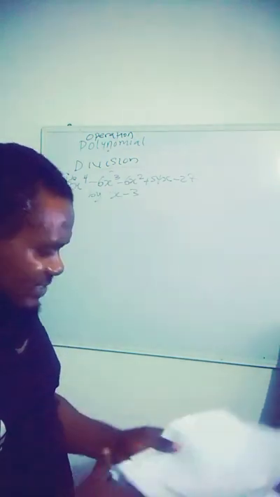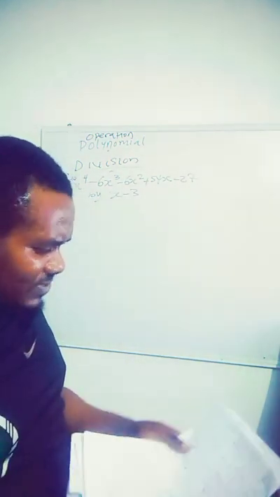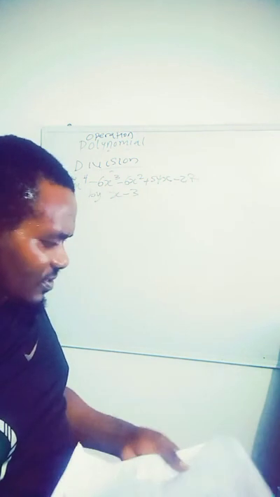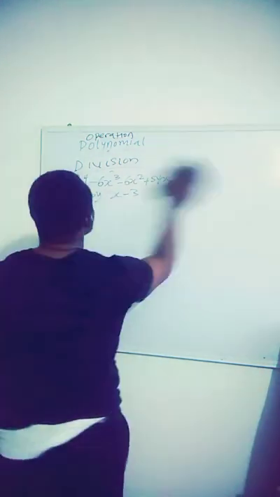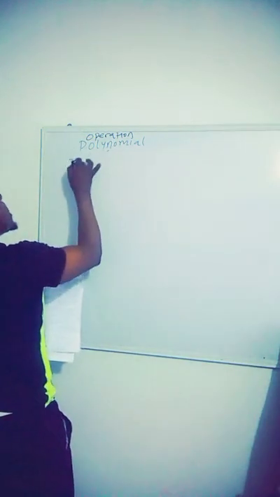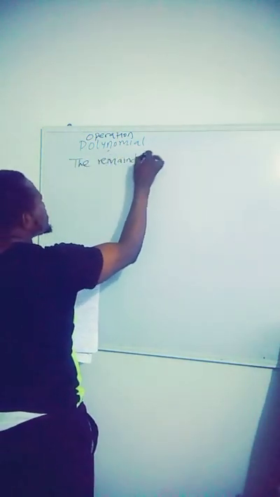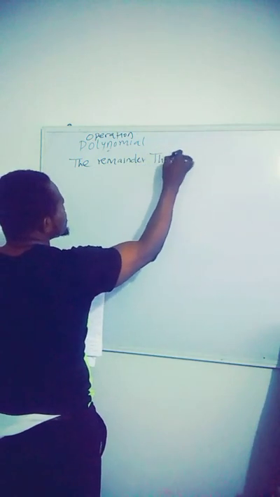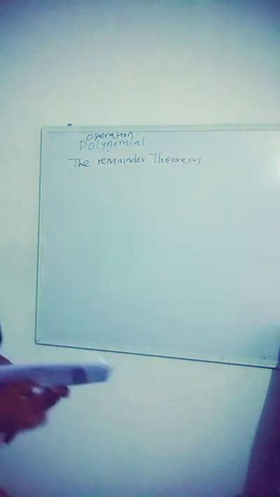So now we are moving to the next one. That is how to do division. Now what we want to do now is the remainder theorem. The remainder theorem. So, what is this theorem saying?